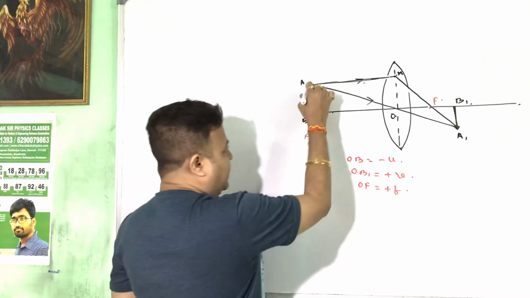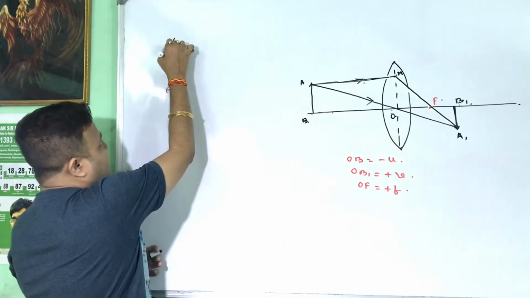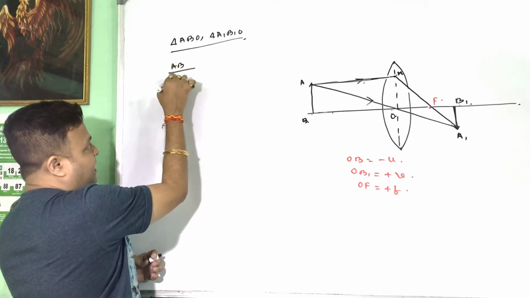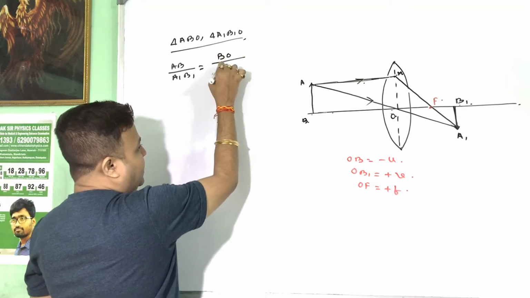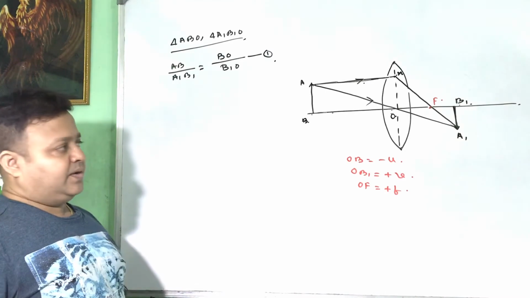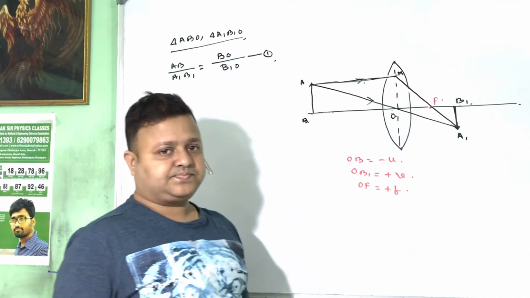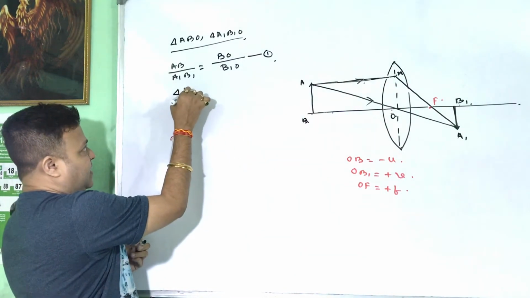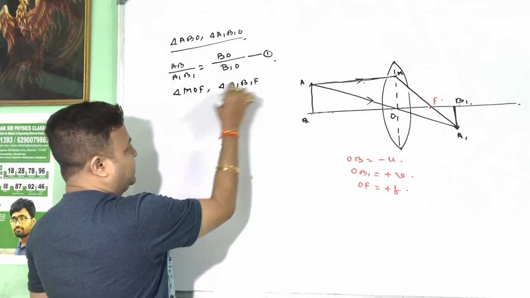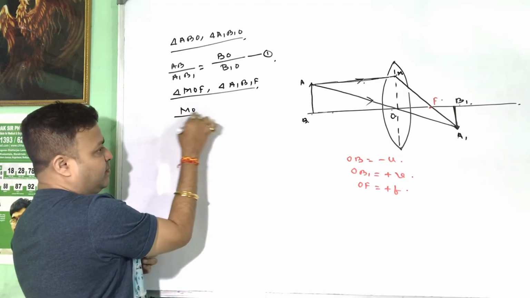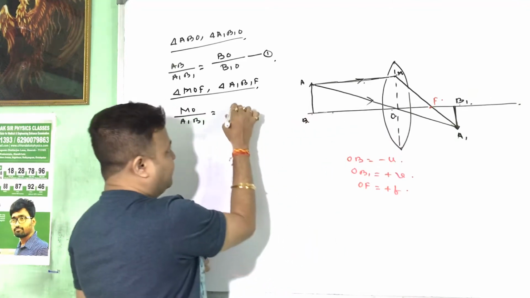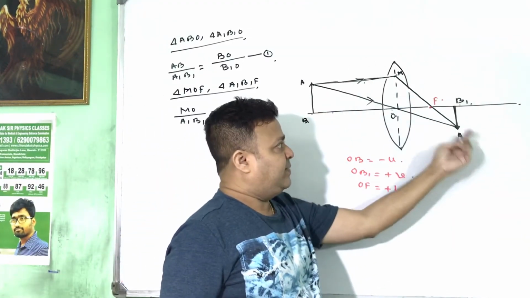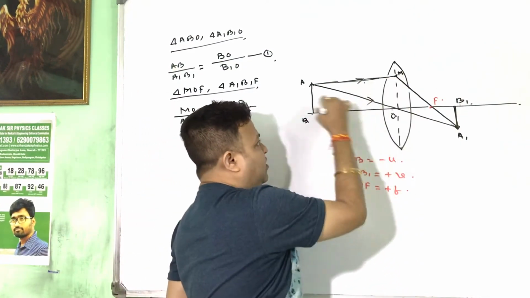Okay, ABO and A1B1O similar triangles, তাহলে AB by A1B1 equal to BO by B1O. আবার দেখ, MOF and A1B1F similar triangles, then MO by A1B1 equal to OF by B1F. Here MO equal to AB.